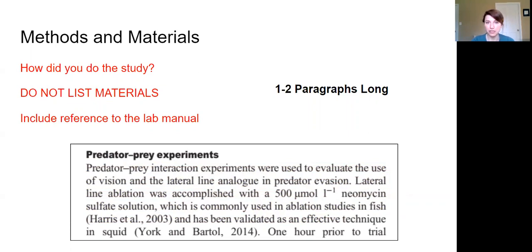Now for your materials and methods, one thing we definitely do not want you to do is to just list out the stuff that you used and bullet point the things you did. This is a written section, so you are going to write this in paragraph format, just like the introduction. Typically this can be 1 to 2 paragraphs long, depending on how complicated your methods were. It's most important that it's in paragraph form, and also that you include a reference to the lab manual.